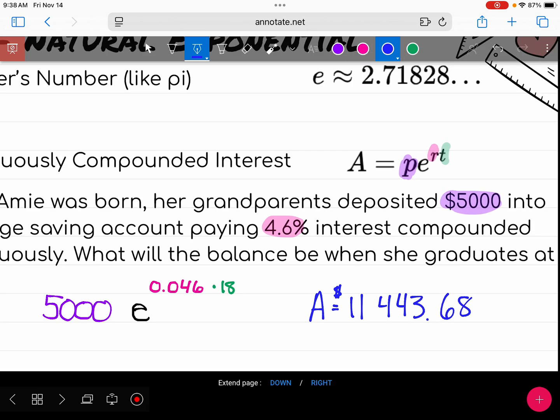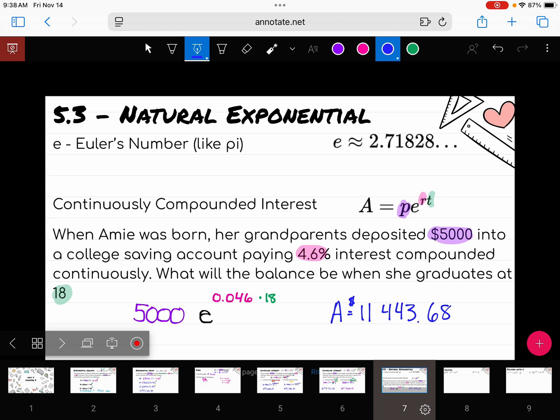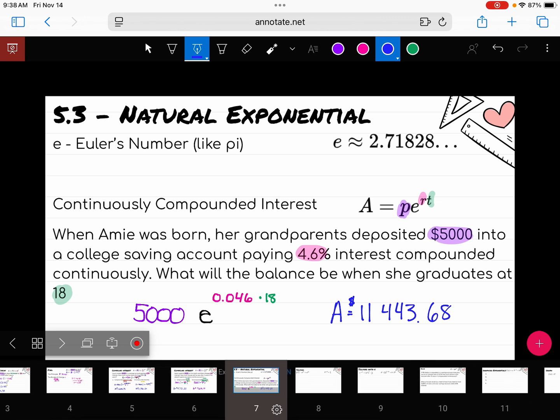The earlier you start saving, the better things work out. And the more you start saving, the more you put in. The more you put in early, the way faster it's going to grow.